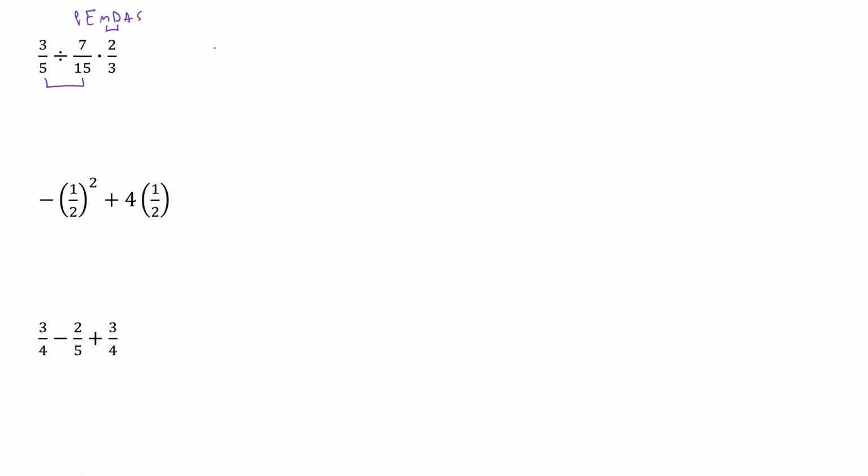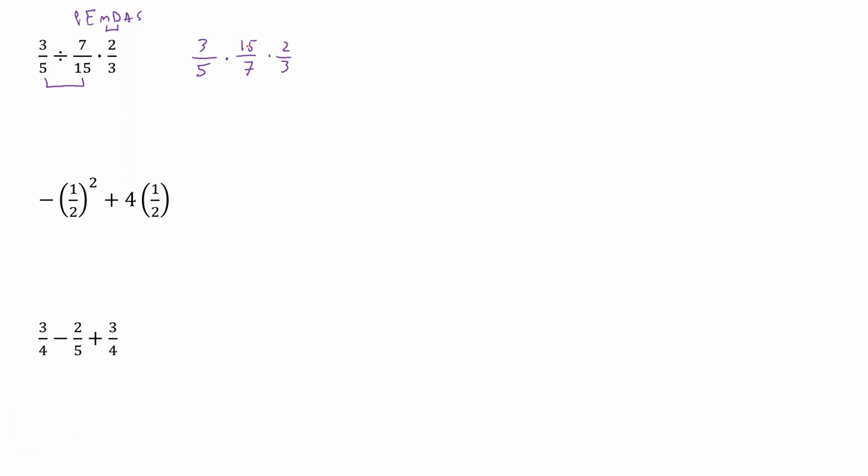So if we have 3 over 5, and then divided by 7 over 15, we need to change that to times 15 over 7. And then we can go ahead and say, well, that's also going to be times 2 over 3. Now, one nice thing about multiplication, it doesn't matter how it is. It's this times this times this. So anytime we can reduce, we can do that before we multiply because that's going to make it easier.